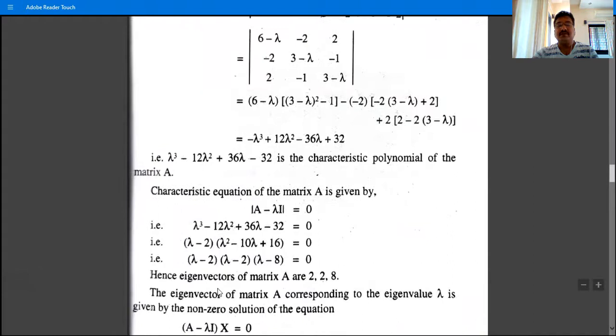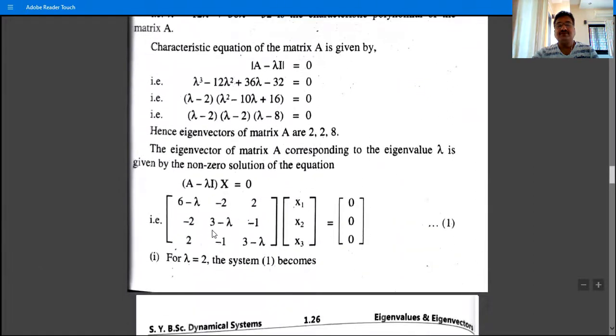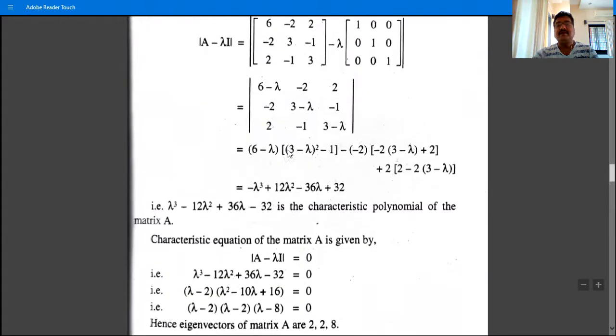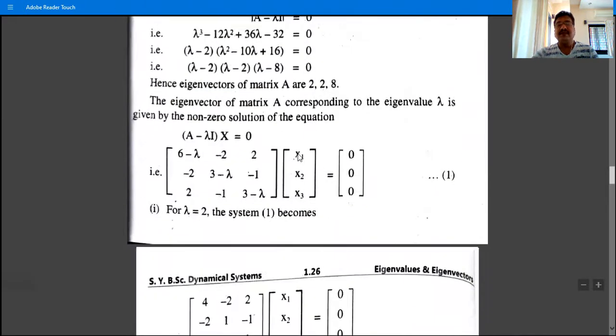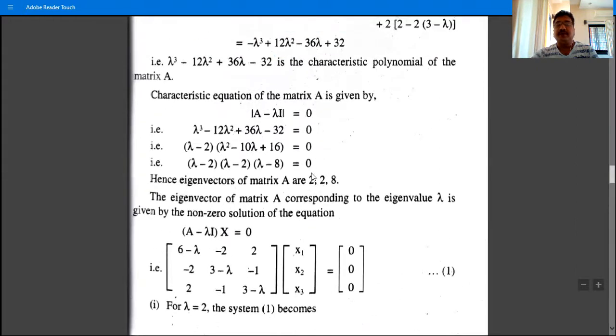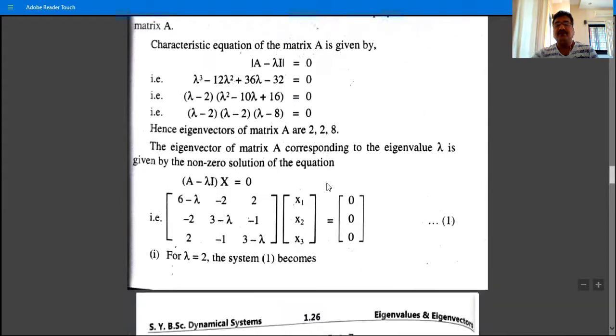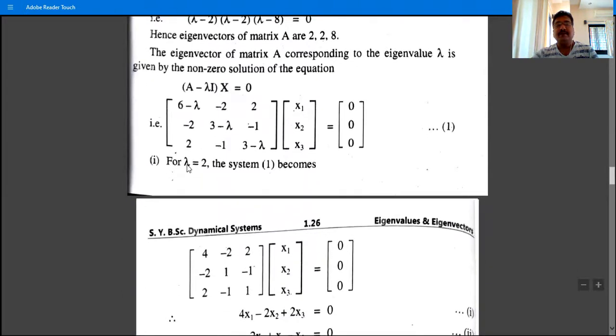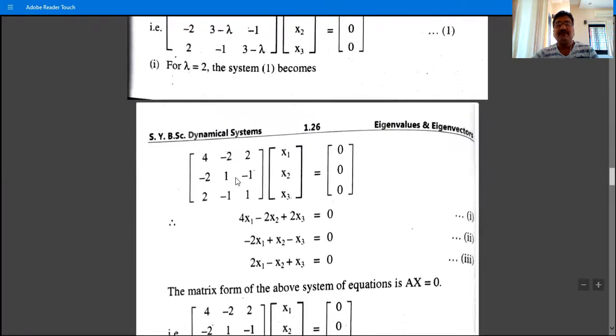6 minus lambda, minus 2, 2; then minus 2, 3 minus lambda, minus 1; 2, minus 1, 3 minus lambda. This is A minus lambda I. And x is the column matrix x1, x2, x3, and 0, 0, 0 is the zero matrix. Then put lambda is equal to 2. So we have to find the eigenvector corresponding to lambda is equal to 2, then we have to find it for lambda is equal to 8. So first, lambda is equal to 2 in the system. Put lambda is equal to 2, so we have this matrix.